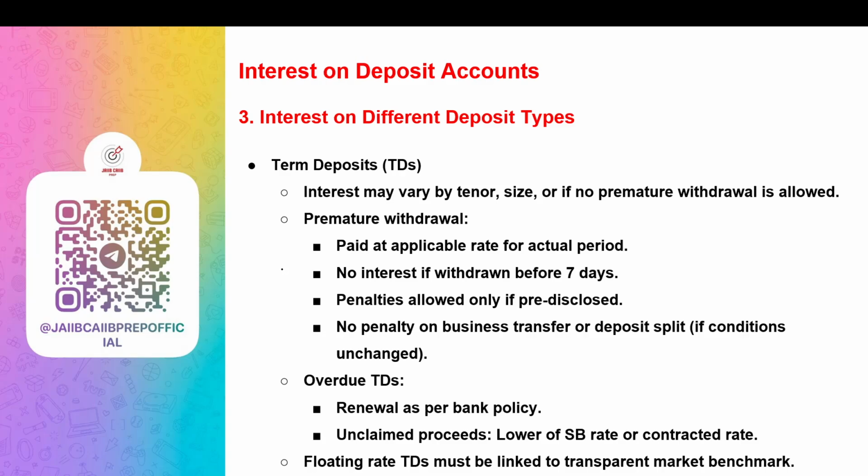Term deposits: interest rates can differ based on tenure, size of deposit, and whether a premature withdrawal option is available or not. When we say tenure, it means different rates for different periods, like 1 year or 2 years. For 1 year, the rate can be 5%. For 2 years, it can be 6%, depending on the size of the deposit. Special rates are allowed only for bulk deposits.